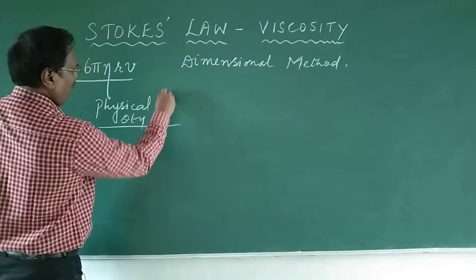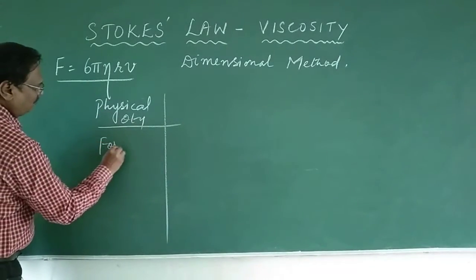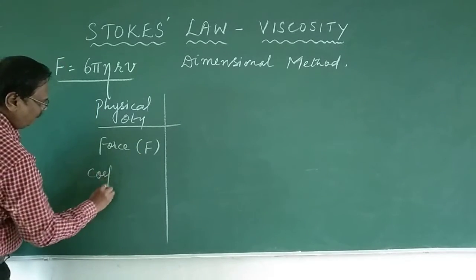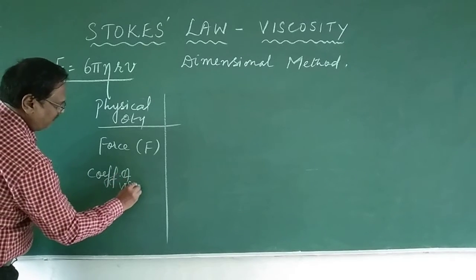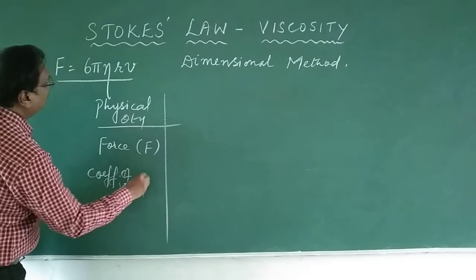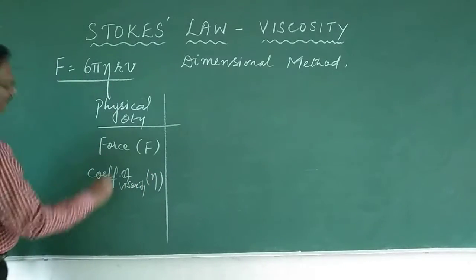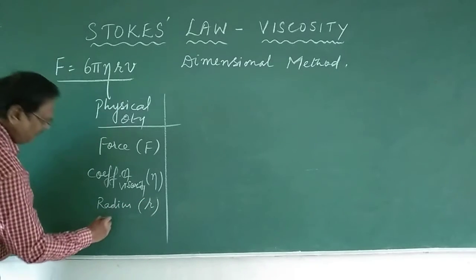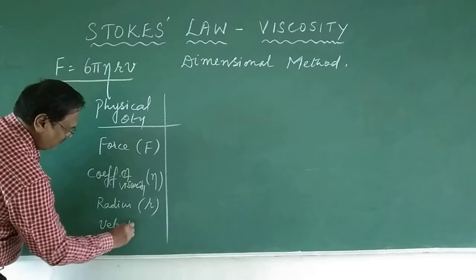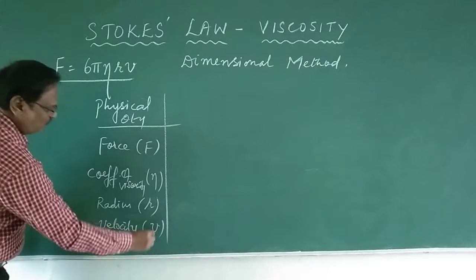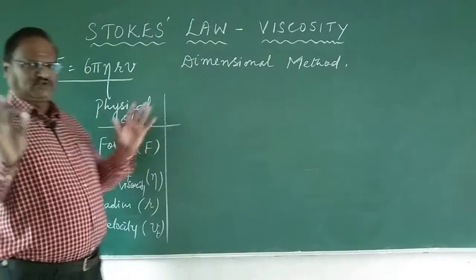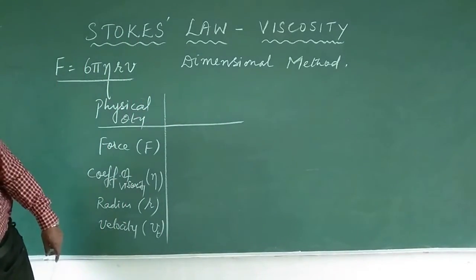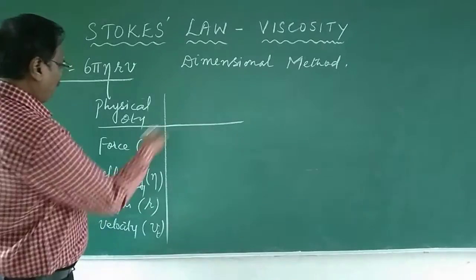First physical quantity is force, and the symbol is F. Next physical quantity is coefficient of viscosity, that is eta. Third one is radius of the body which is falling down, R. And next is velocity, that is V. This is actually terminal velocity, but velocity is velocity, so nothing to worry about. Whether it is initial velocity, final velocity, terminal velocity, or critical velocity, velocity is velocity.